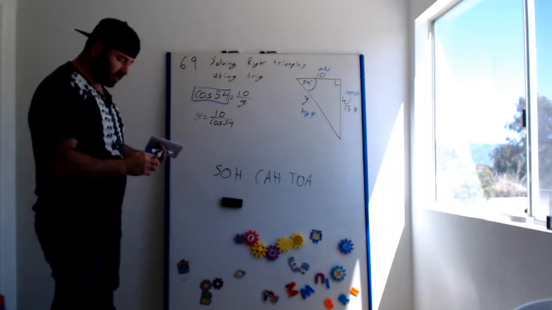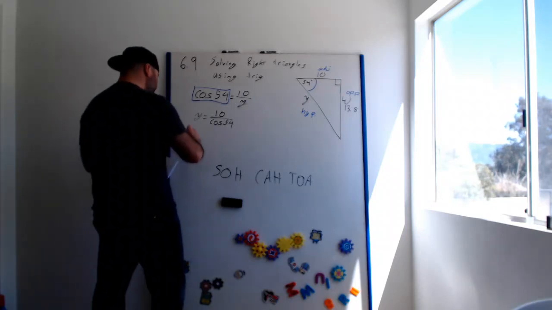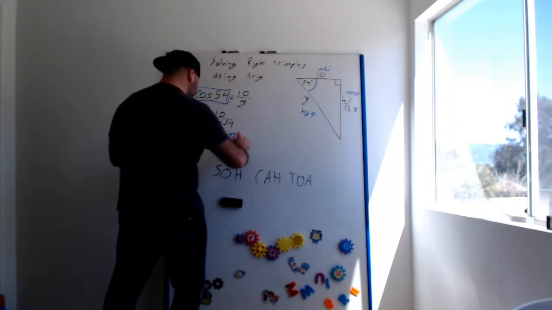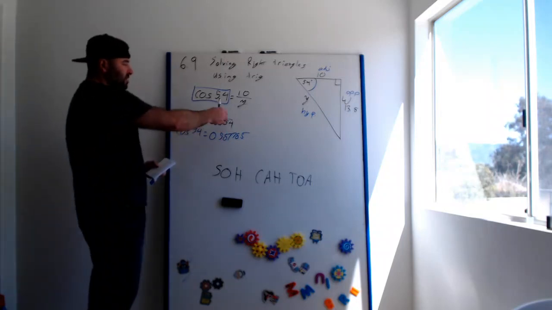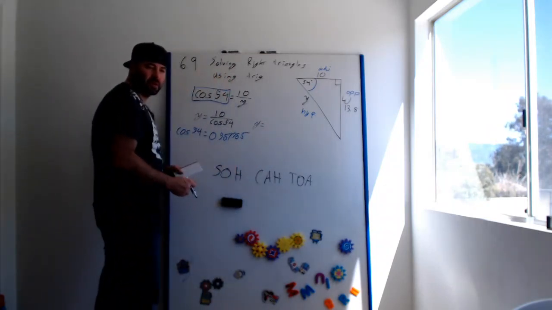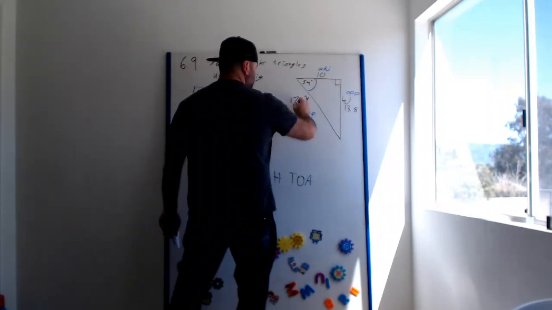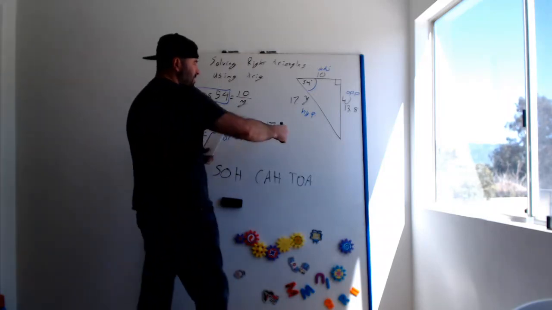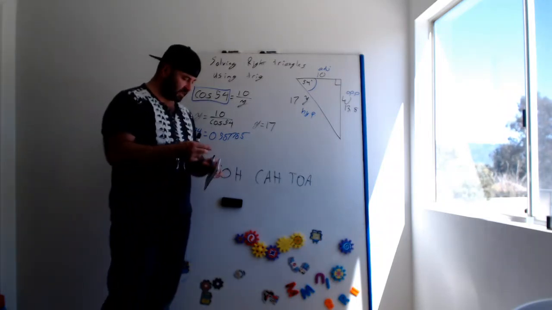And again, just so that way you practice your calculator skills, cosine of 54 ends up being 0.587785. Once you're all done, Y is equal to 17. Okay, and that's all you have to do on these problems.